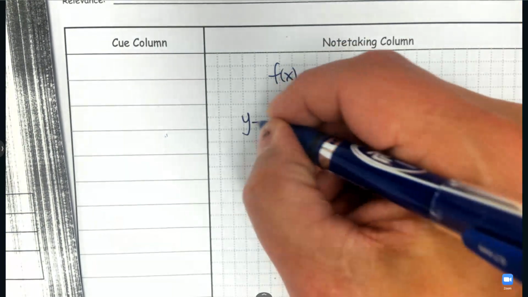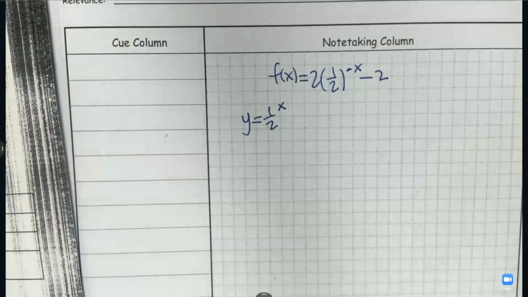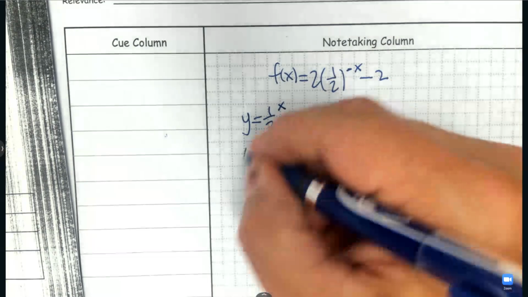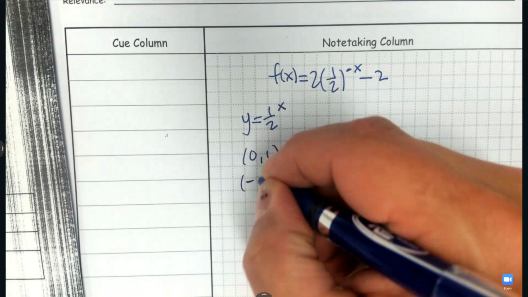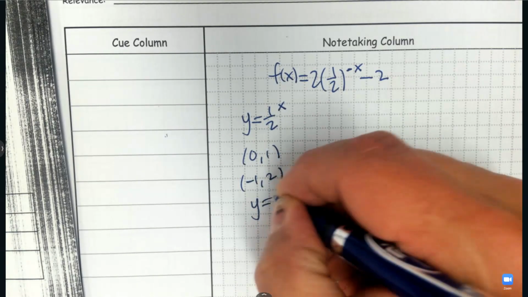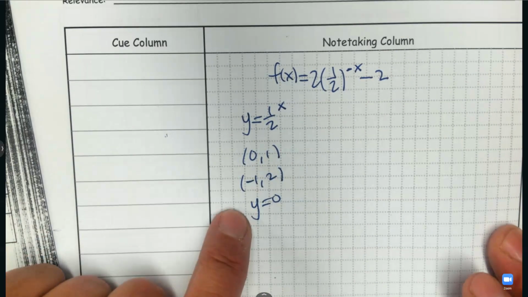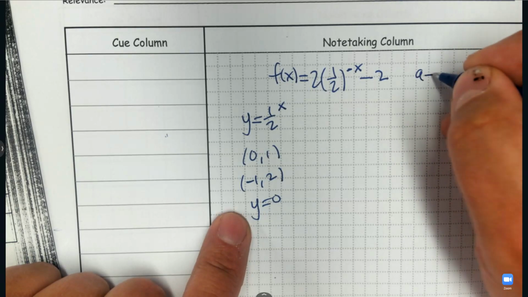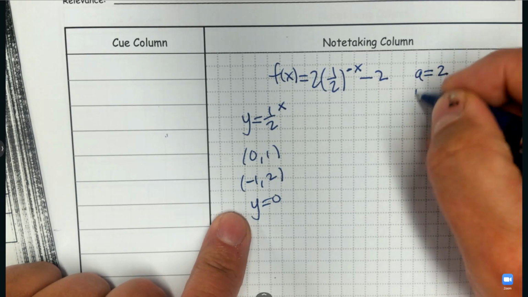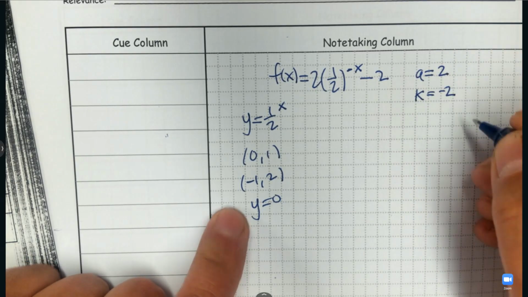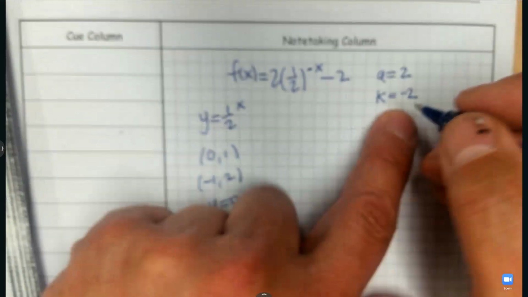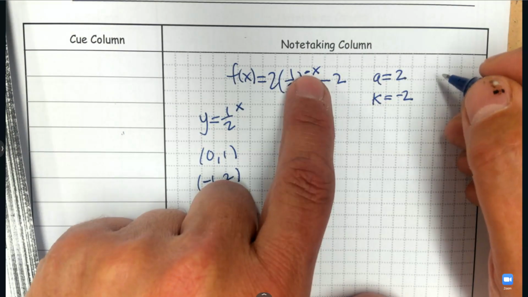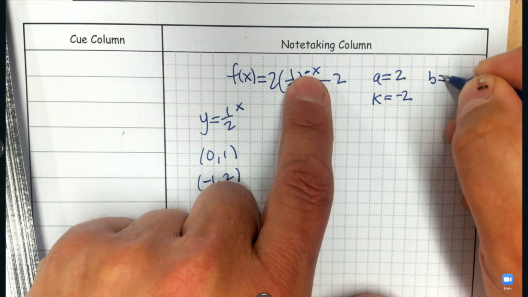So the base is 1/2. So write down 1/2 to the x. The 2 points are (0, 1) and (-1, 2) in the reciprocal, with the asymptote y equals 0. Here, we can see that our a value, we're multiplying times 2, and our k value, that's at the end, we're subtracting 2. We also have a multiplying.